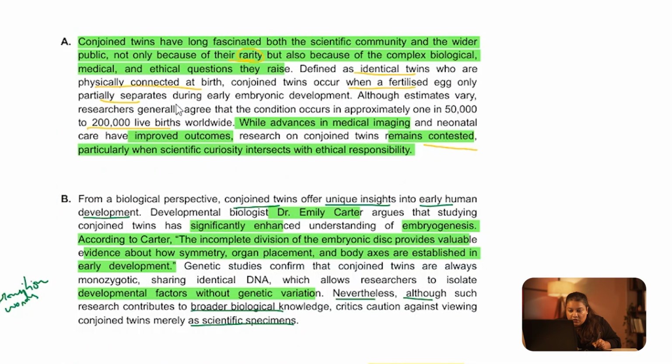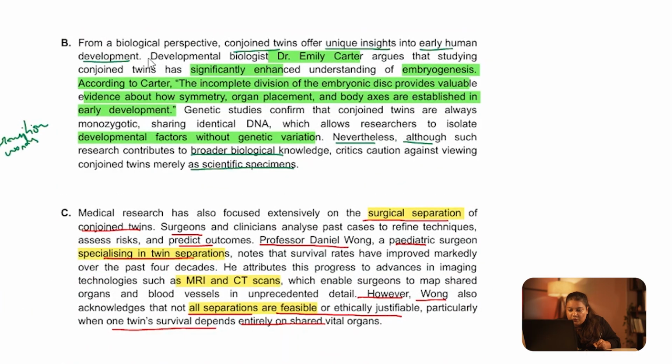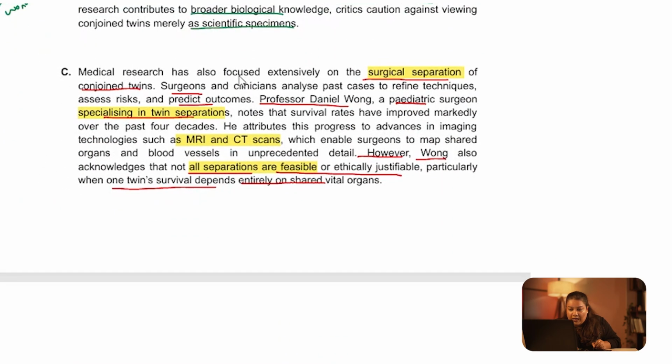Do we have anything talking about medical imaging, improved? No, we do not have any of these keywords here. So we do have medical research and we do have advances in imaging technology here. So let us highlight this. Advances in imaging technologies, MRI and CT scan, which allows surgeons to map shared organs and blood vessels. And he also tells how the survival rate depends. So here the missing word I would say is enable surgeons to map shared organs and blood vessels.